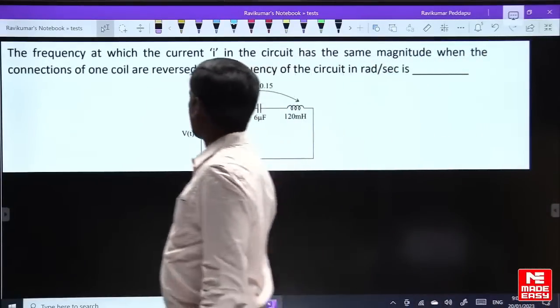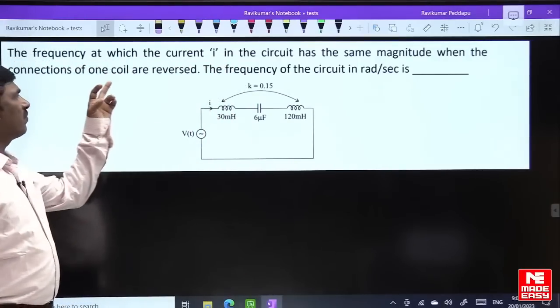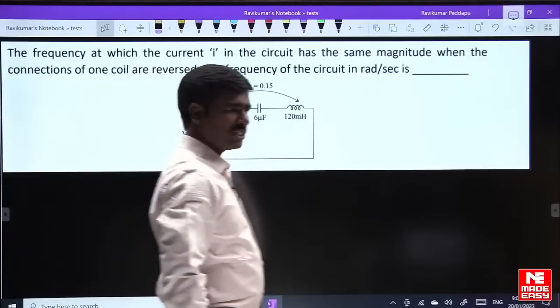The frequency at which the current I in the circuit is of the same magnitude when the connections of one coil are reversed. The frequency of the circuit in radian per second is? Come on, fast.